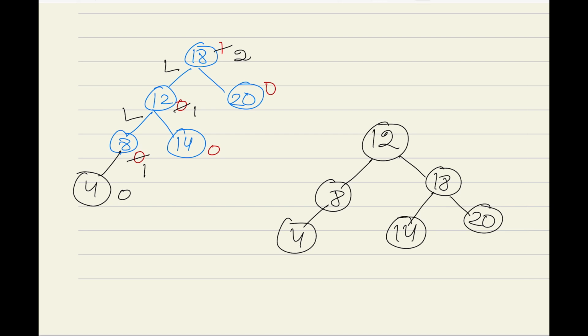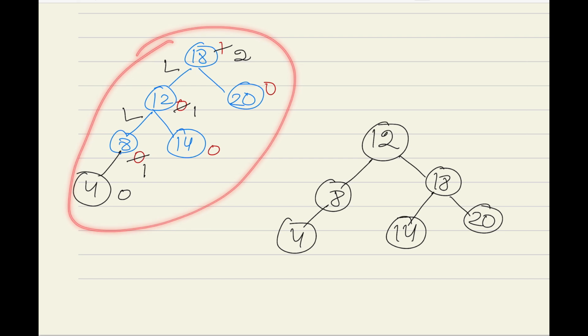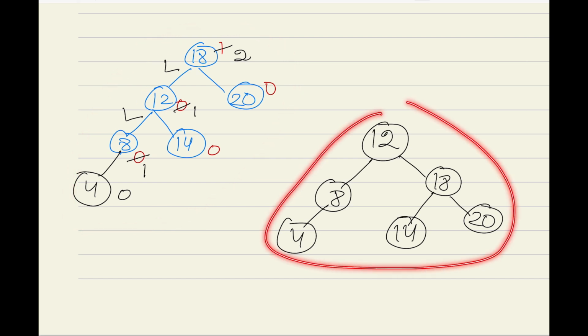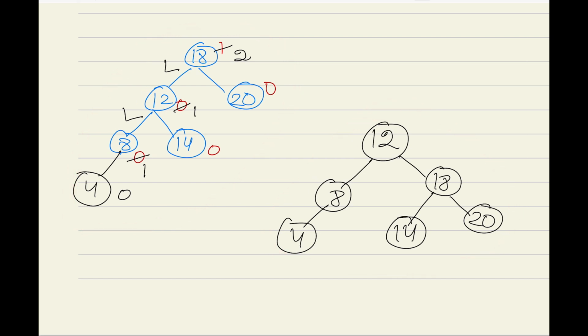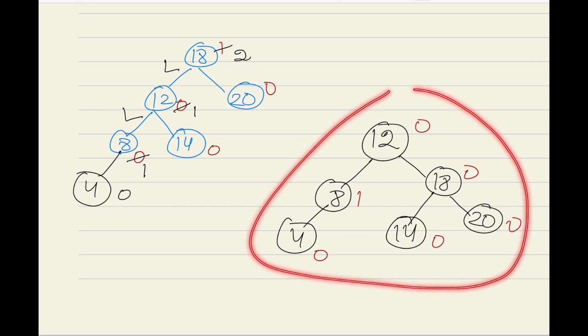So if we apply LL rotation here, we are going to get the structure like this. Here you can find the balance factor. It will be 0 here, it is 1, it is 0, 0, 0, it is also 0. So this one is an AVL tree.